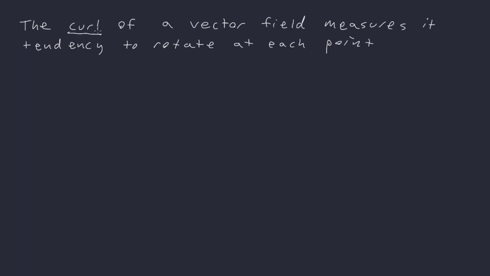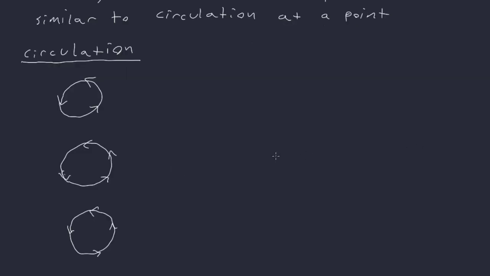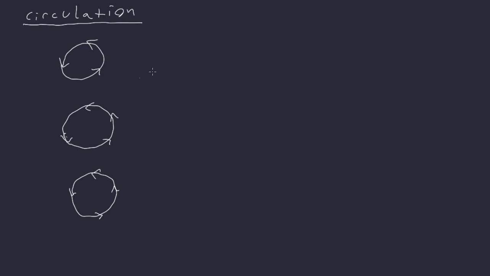Okay, so next up is the curl, and the curl of a vector field measures its tendency to rotate at each point. It's similar to circulation, just at a point. I'm going to show this in terms of 2 dimensions to begin with, but this one's a little more complicated in 3 dimensions, but it's similar. All right, so like we did with flux, let's take a look at circulation and how these translate when we shrink them down to a single point.